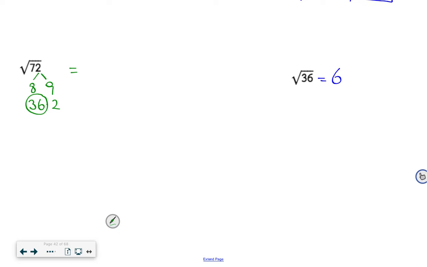Then can I rewrite the expression as radical 36 times 2? After that, how can you simplify the 36? How can you get it out of the radical? Is it 6? Can you take the 2 out of the root? No, leave it. 6 radical 2 is your answer.